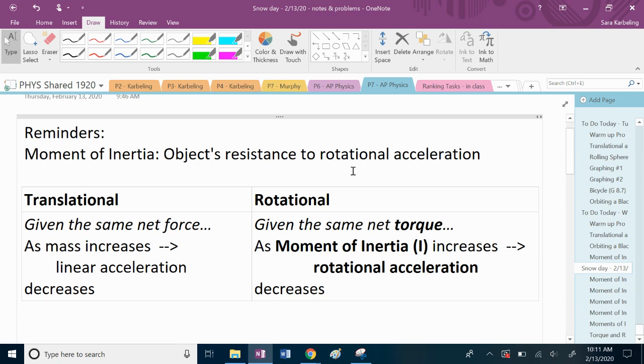So given the same net torque, as the moment of inertia goes up, the rotational acceleration decreases. It's the same kind of concept. A change in mass gives you a change in linear acceleration. A change in moment of inertia gives you a change in rotational acceleration. Hopefully that makes sense, and we're going to work on some problems that will help to reiterate that as well.